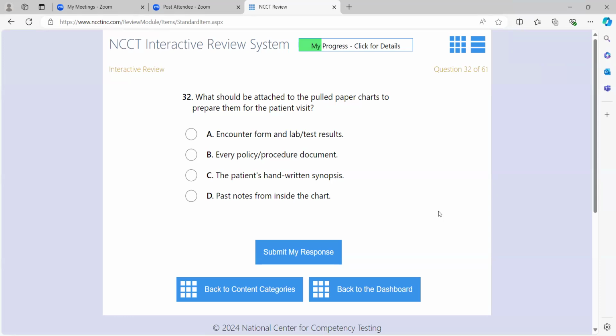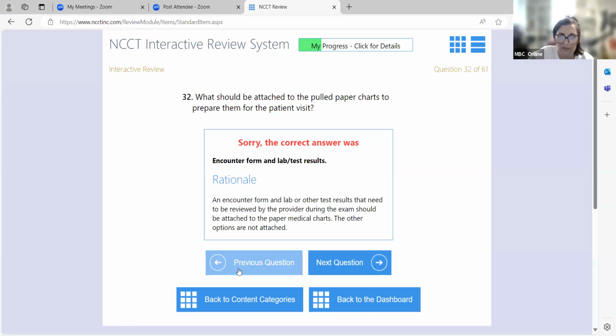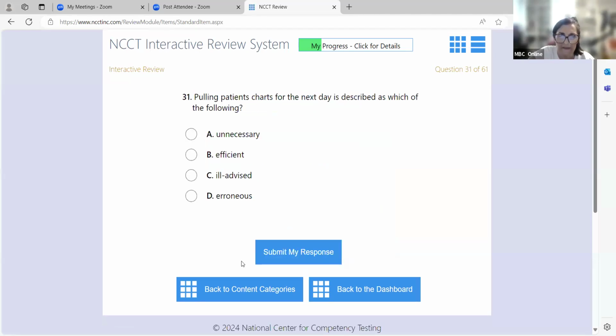Past notes, maybe? Past notes, okay. Let's see. No, the encounter form and lab test results. So let's go over this one because I could get why you would think that. Whoops, no.